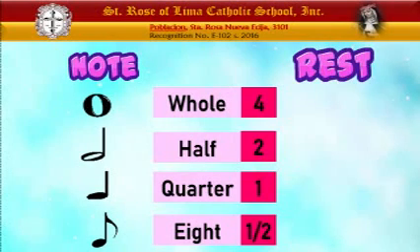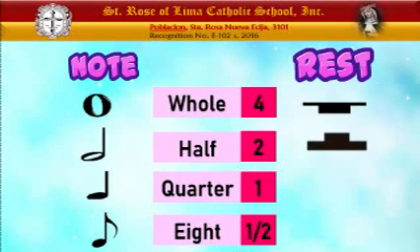So next, let's talk about the rest. Again, we also have 4 types of rest. First is this one. This is a whole rest. Very good, just like the note. A whole rest has 4 beats of silence. Next is the one that looks like a hat. This is a half rest. And a half rest plays 2 beats of silence in a song.